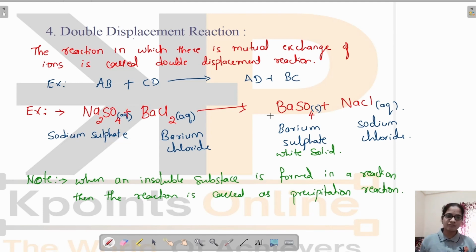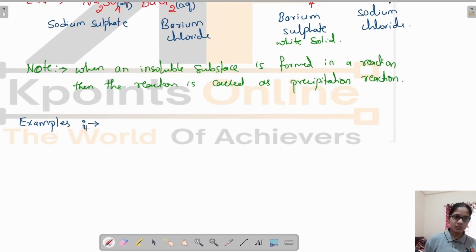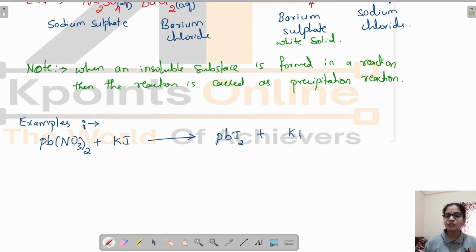Okay, let us see a few more examples of double displacement reaction. If you go through many examples, it will be easier for you to identify the type of reaction. Lead nitrate reacts with potassium iodide to form lead iodide and potassium nitrate.